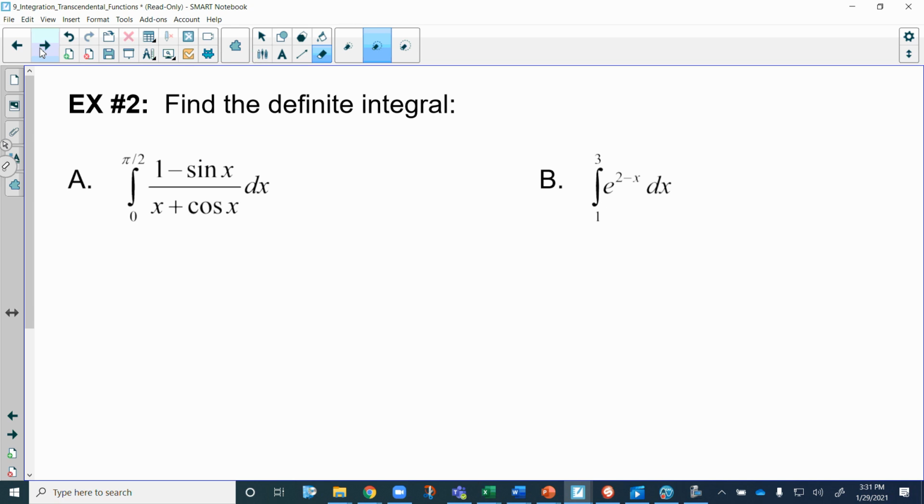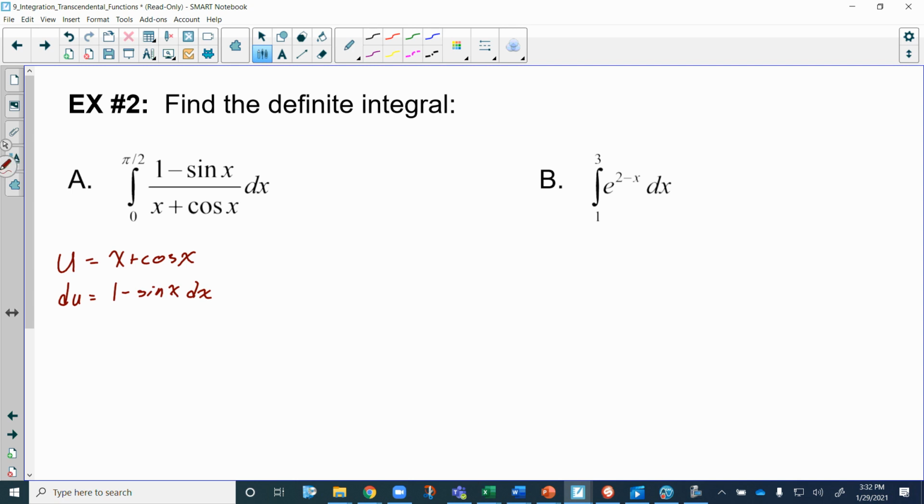We're still looking at this as our normal u substitution. It helps if I turn my pen on. So in this case, again, looking at the denominator, if I take x plus cosine of x and take the derivative of that, I'll get the numerator. So u in this case will be x plus cosine of x. So if I take the derivative of that, we're going to wind up with 1 minus sine of x dx. So that one was pretty straightforward.